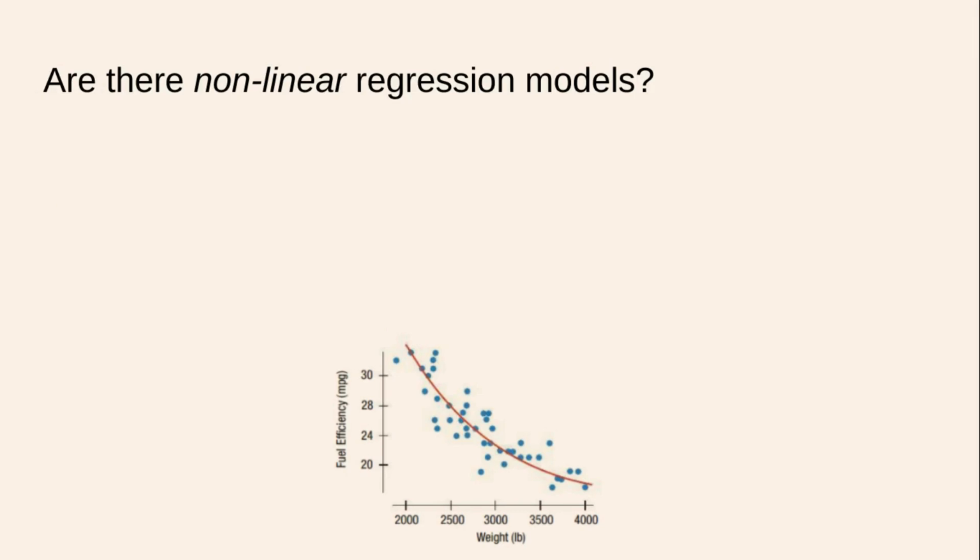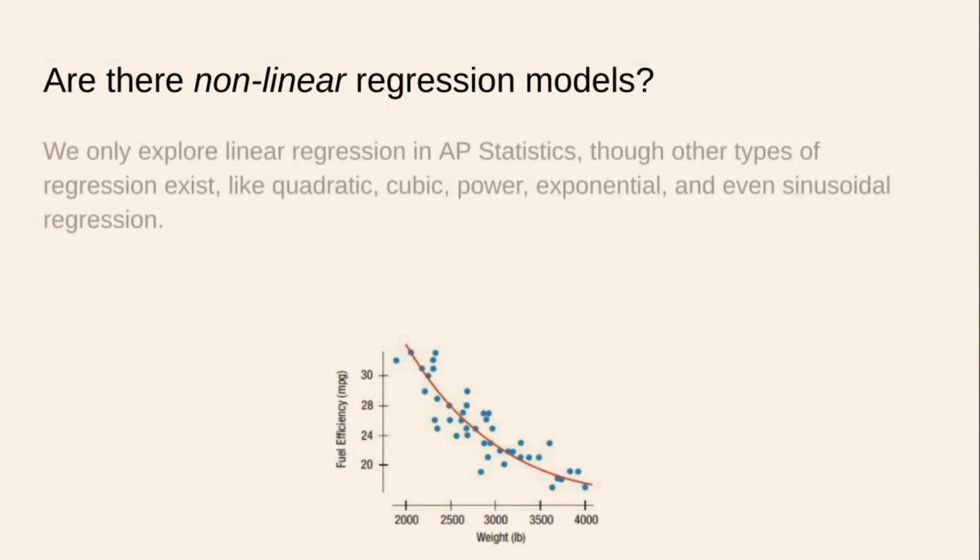So to start this lesson, something you may have been thinking about up to this point, if you've been following along in this series or if you're one of my students, is: are there nonlinear regression models? The answer to that is yes. We only explore linear regression in AP Stat, though other types of regressions do exist, like quadratic, cubic, power, exponential, and we can even fit a sine or cosine curve for regression.